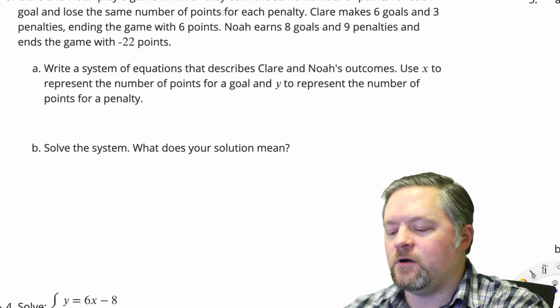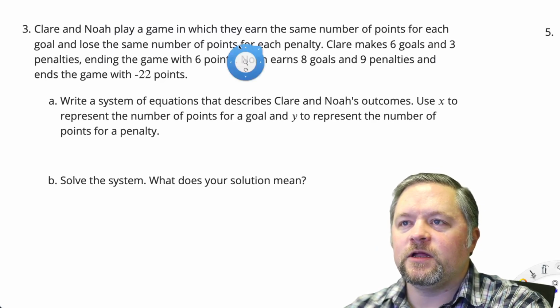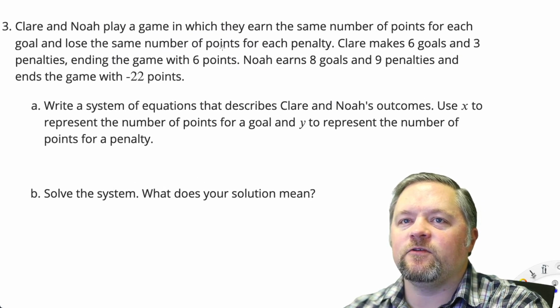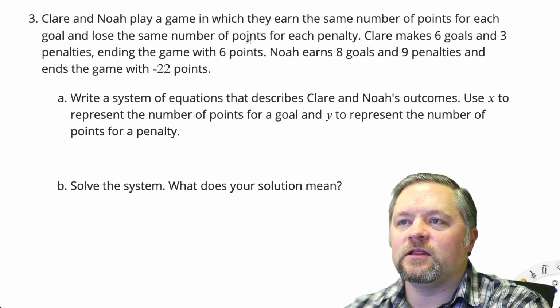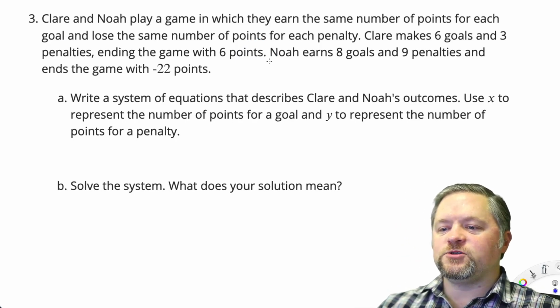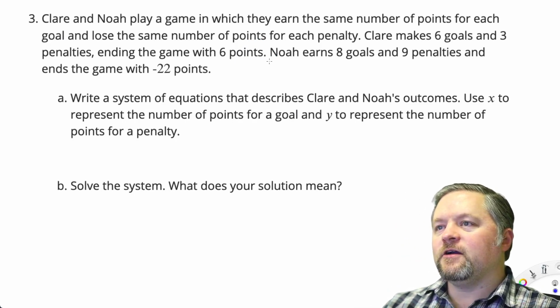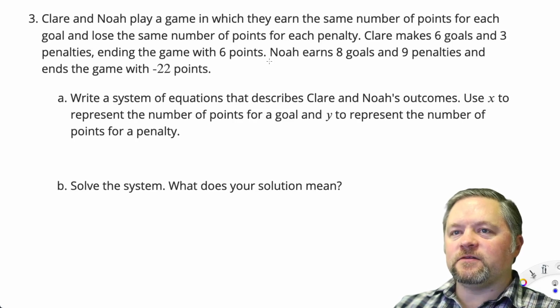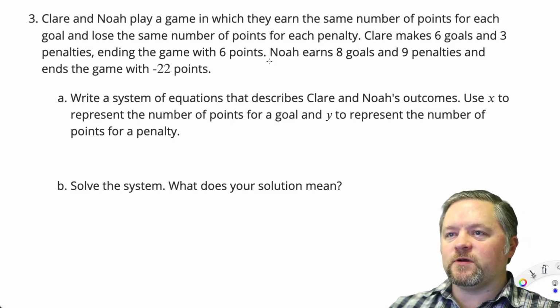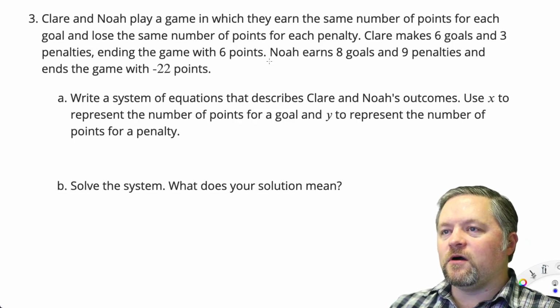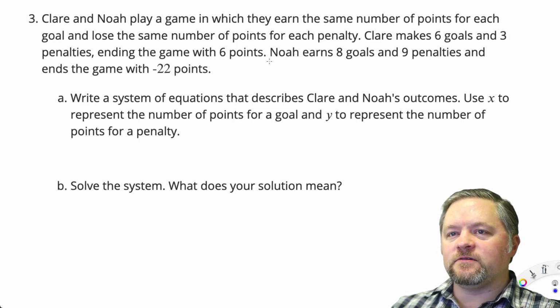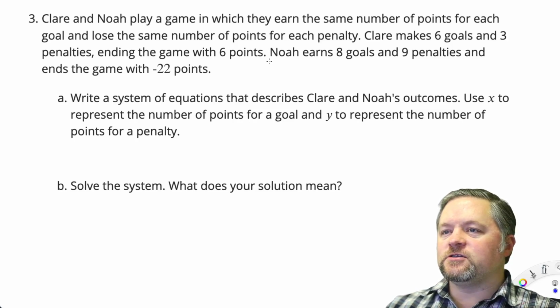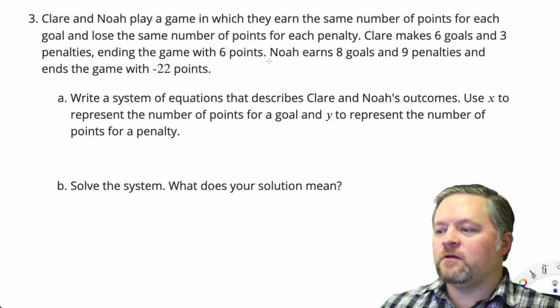Claire and Noah play a game in which they earn the same number of points for each goal and lose the same number of points for each penalty. Claire makes 6 goals and 3 penalties, ending the game with 6 points. Noah earns 8 goals and 9 penalties and ends the game with negative 22 points. Write a system of equations that describes Claire and Noah.